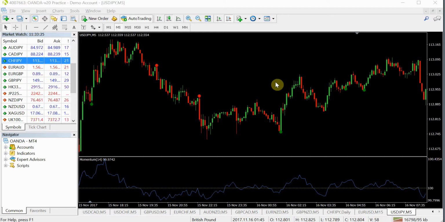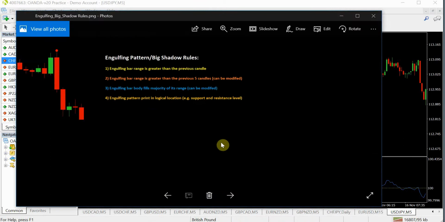First and foremost, every time you get a signal from the OGT price action indicator, whether it's a doji, pin bar or engulfing bar, you do not enter straight away on the open of the next bar. There are other things I like to use for confluence, and divergence is probably one of my favorite tools to confirm trades. Before I show you the chart, I'm going to quickly go through the rules for an engulfing pattern, or big shadow, as some people like to call it.